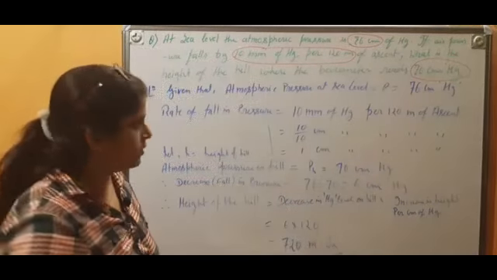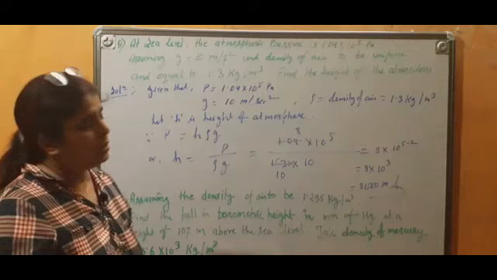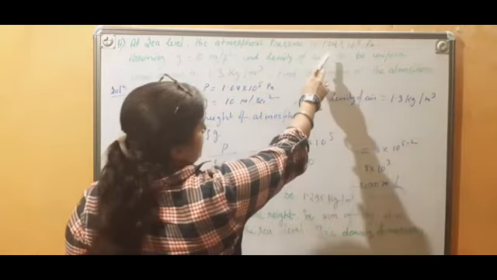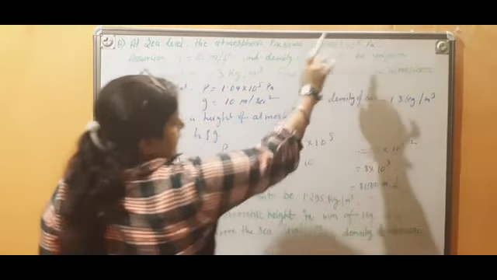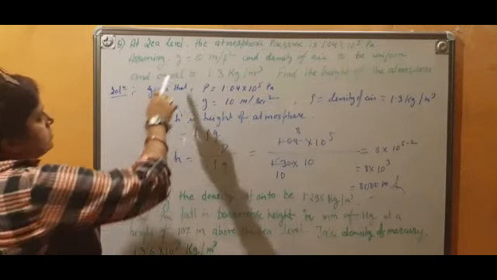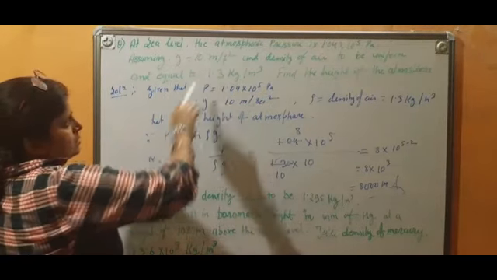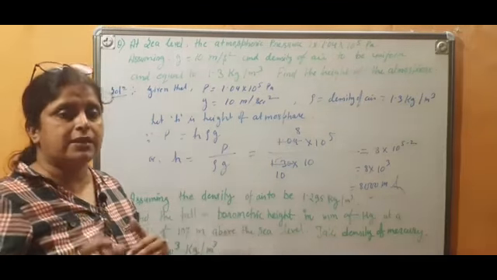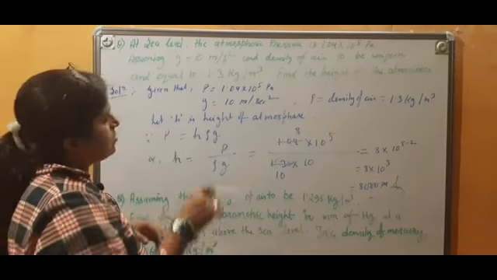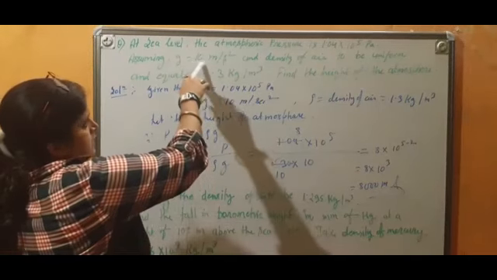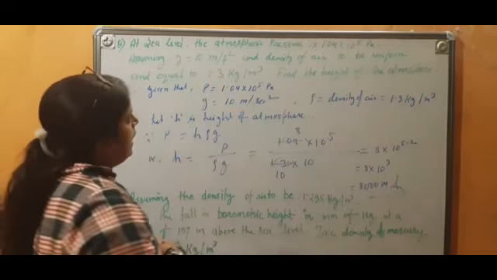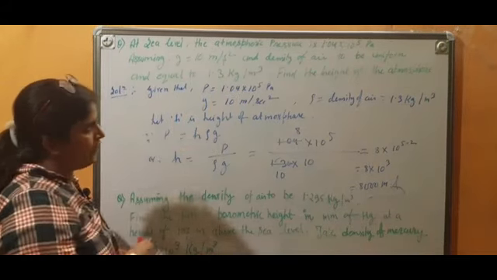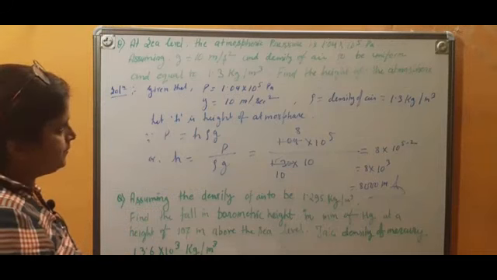Now, next question. Now, let's see what is our next question. At sea level, the atmospheric pressure is 1.04 into 10 to the power 5 Pascal. Okay. Assuming small g is equals to 10 meter per second square, and don't be confused. In general, we are taking the value of small g is 9.8. Okay. But in round figure, sometime we are taking it as 10 meter per second square. Okay. And density of air to be uniform and equal to 1.3 kg per meter cube. Find the height of the atmosphere.